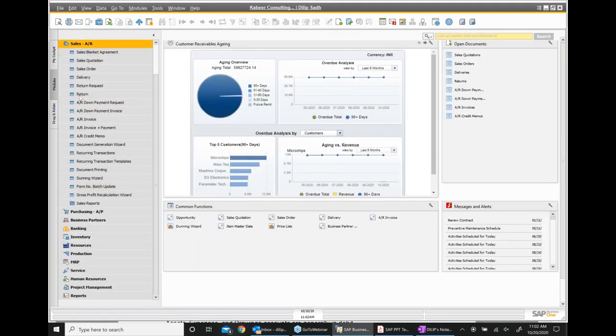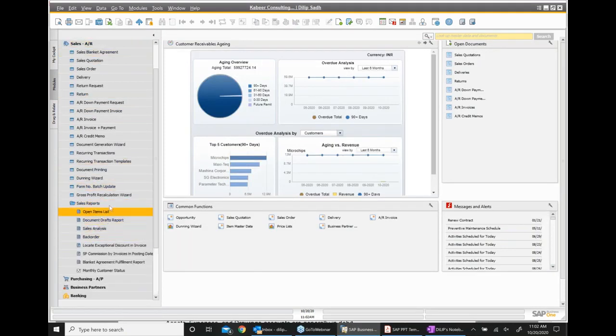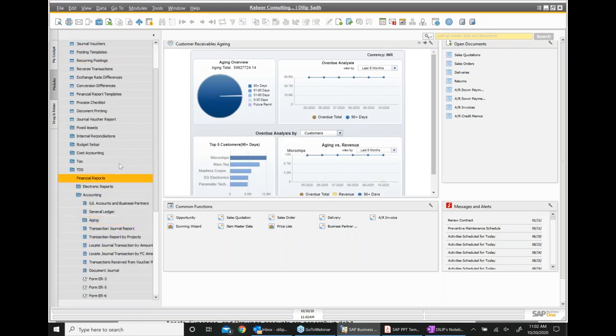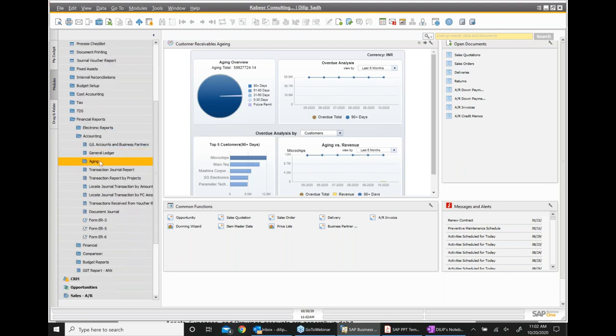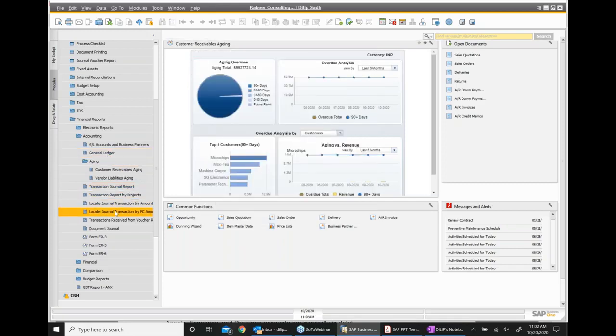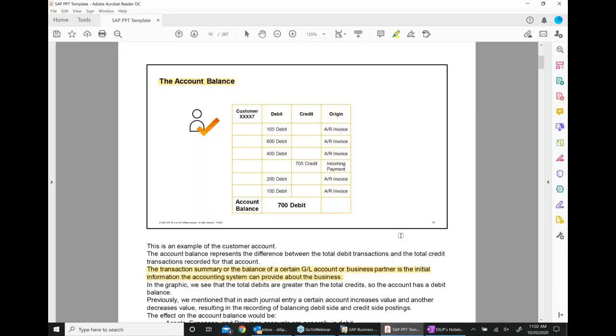If we go back, there are different sales reports. You can do sales analysis. And if you go to finance, here in the finance, we have different other reports: customer aging, vendor liability, transaction journal at the GL level. So there are many different reports which are available for different purposes. This is just one of them. We were just looking at the account balance report.